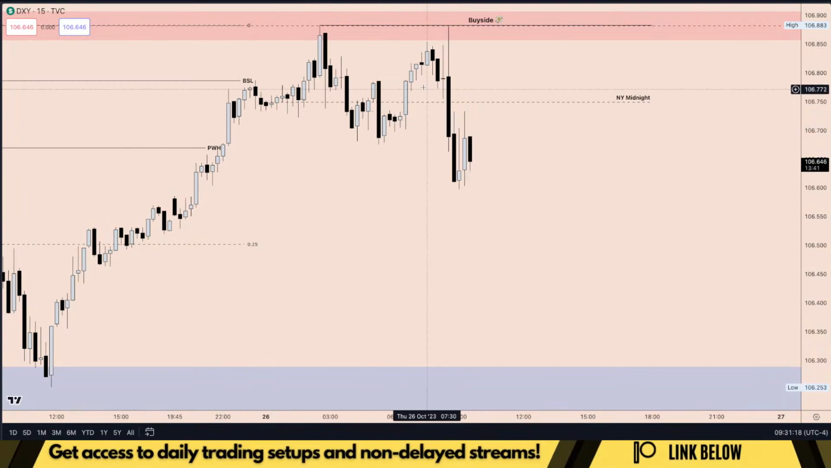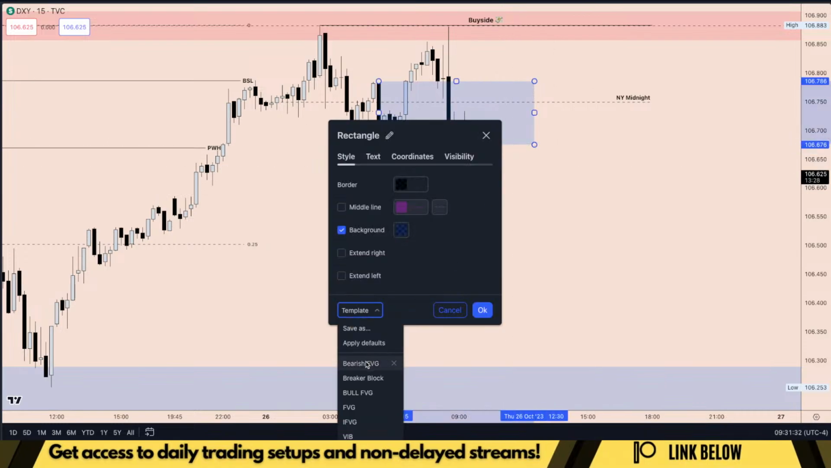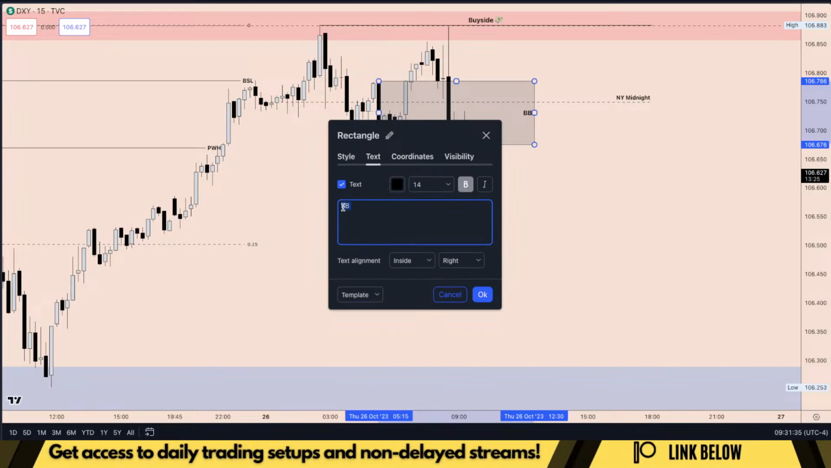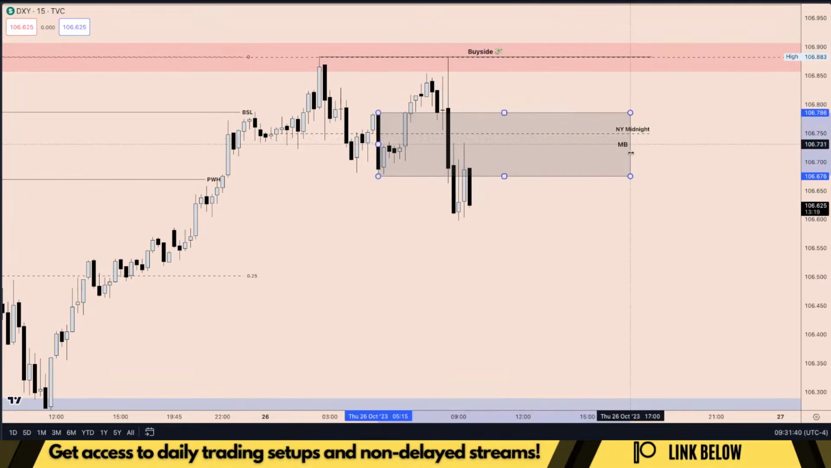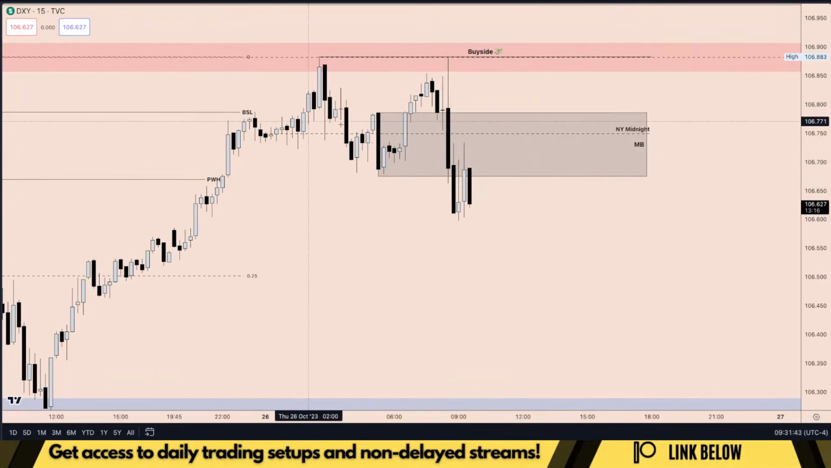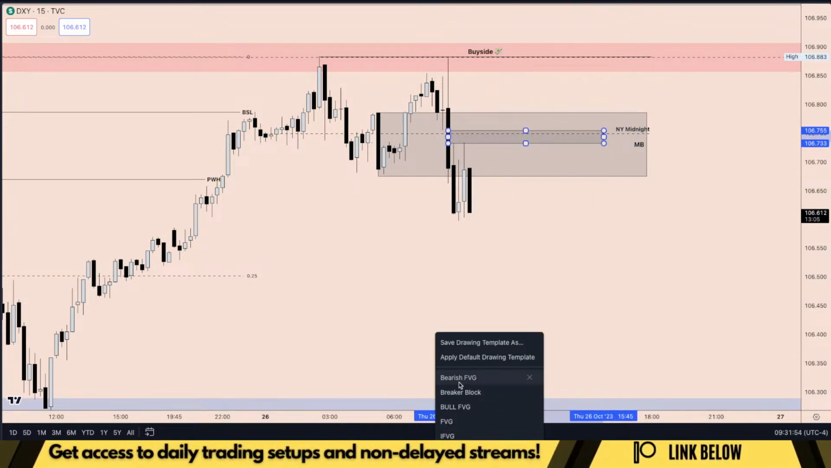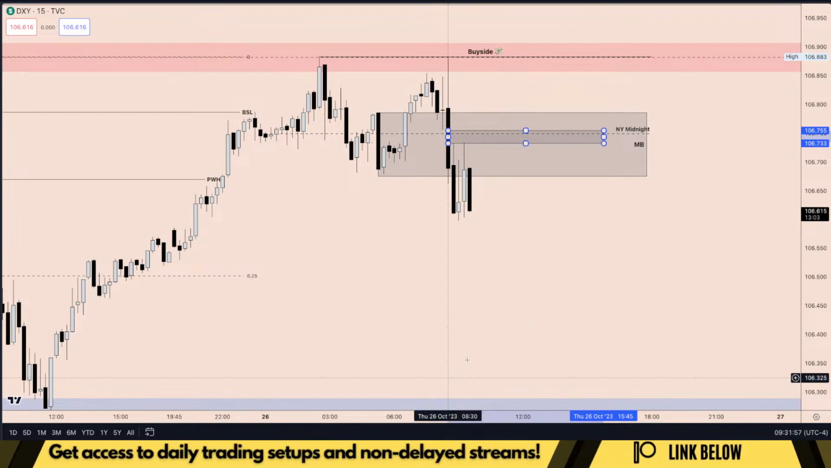DXY didn't hit, did it? No, not really. A mitigation block up here because we failed to make a higher high here, otherwise it would have been a breaker. It's overlapping nicely with the midnight and a 15-minute bearish. I think we already tapped the low of it. Which would lead to more upside on EU, really.